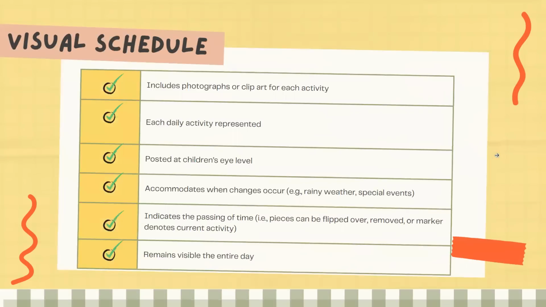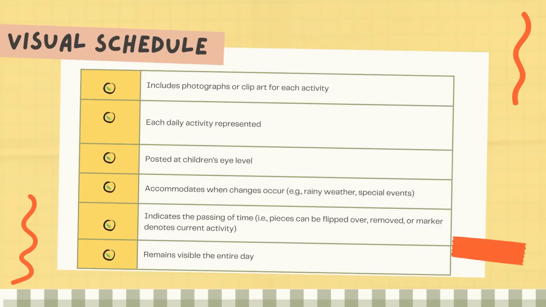Visual schedules. Visual schedules prepare students for what the daily routine will be. They should include photos or High Scope daily routine clip art. Each activity should be represented, including read aloud. The visual schedule should be posted at children's eye level. This is essential so that it can be accessible to the children for them to interact with throughout the day.